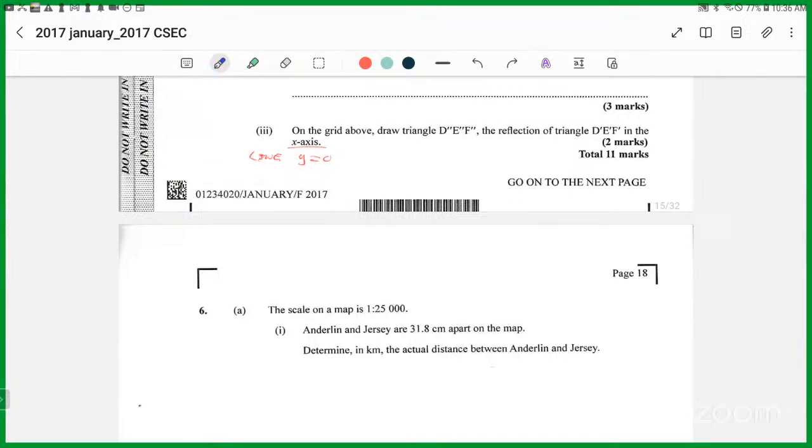The map and scale question. I would have told you to the number 6 because it's something I've done already. Yes, I did say the number 6.